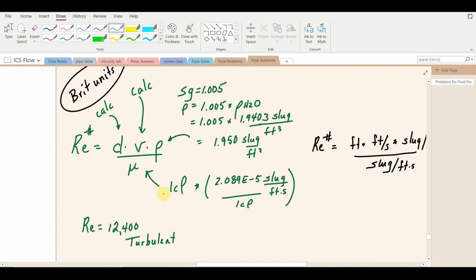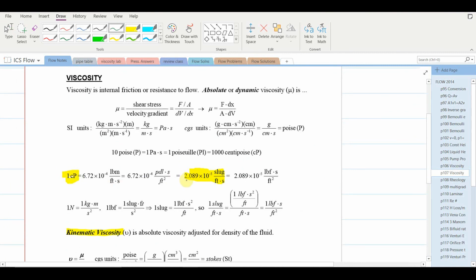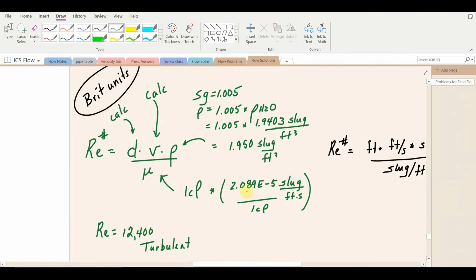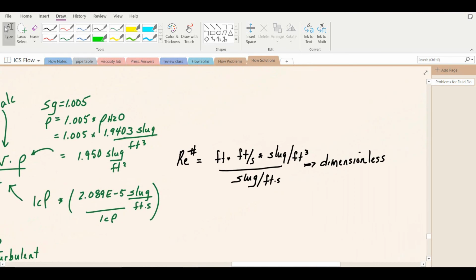We're given the absolute viscosity is 1 centipoise. We need to convert that to the British units. So if you go to your flow notes, you'll see here that 1 centipoise is equivalent to 2.089 times 10 to the minus 5 slugs per foot second. So we can put that value right in. When you evaluate that, you'll find the Reynolds number is 12,400, and that is turbulent flow. And again, notice if you include all the units together, they cancel, and the Reynolds number is in fact dimensionless.